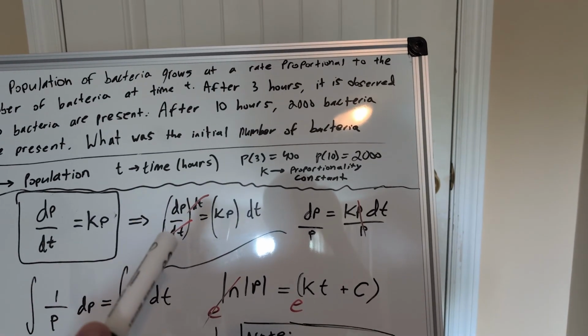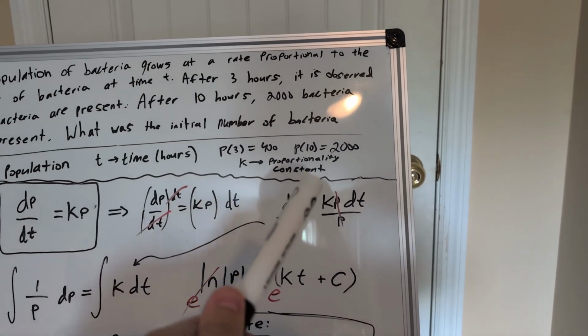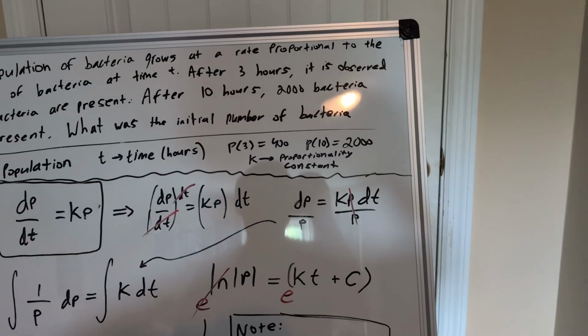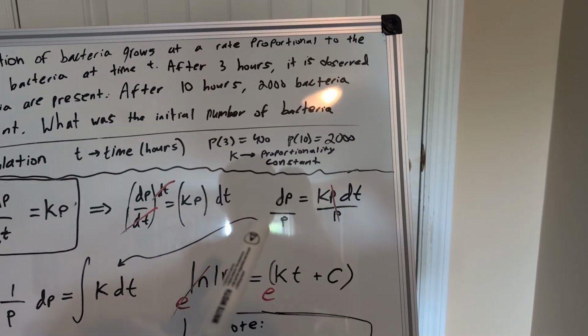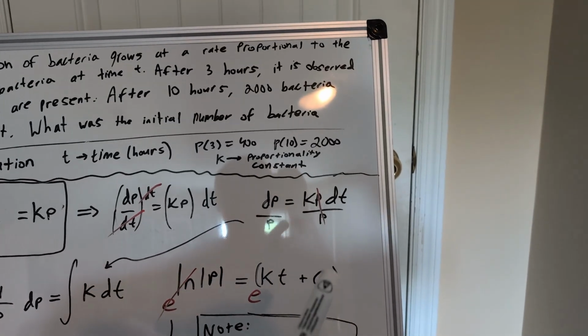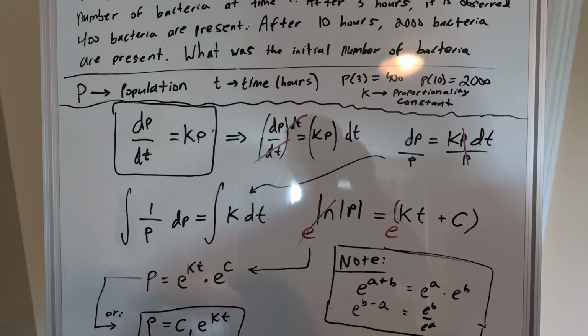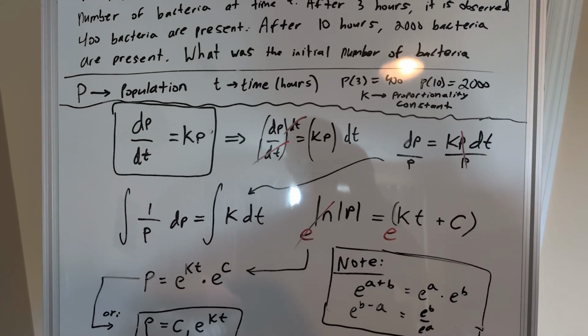This means that this dt in the denominator will cancel. We're left with dP equals k times p times dt. Now our goal is to get the p with the dP. So we divide both sides by p. This p here cancels, and we're left with 1 over p times dP is equal to k times dt.